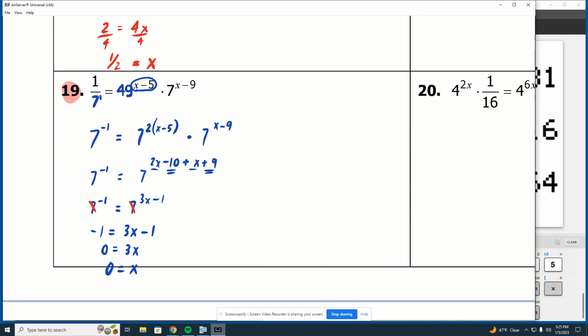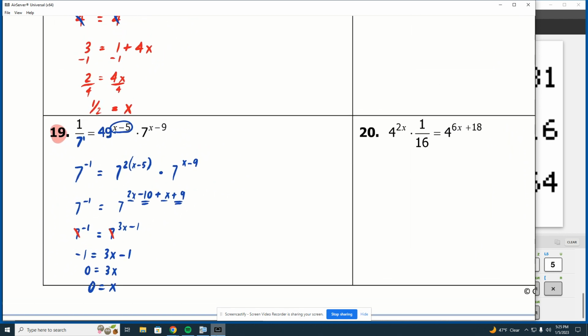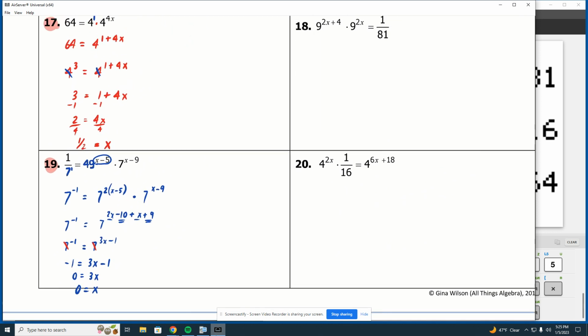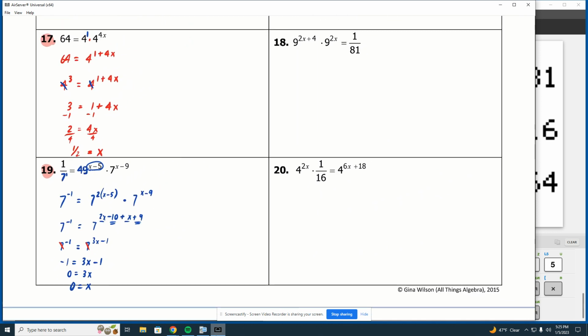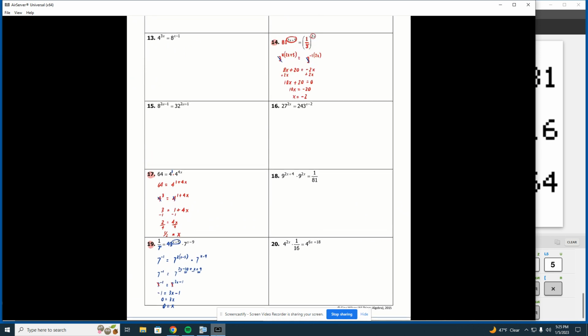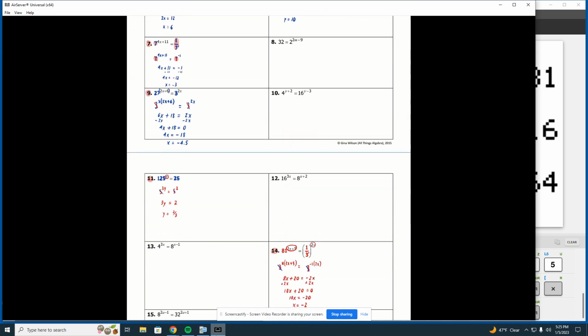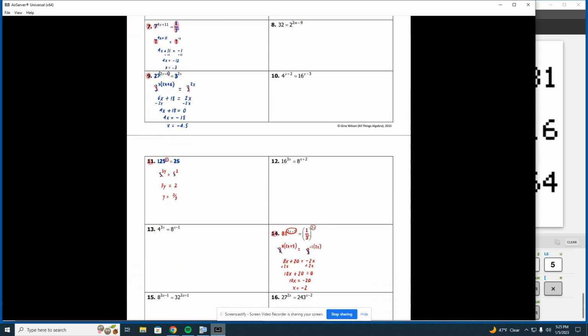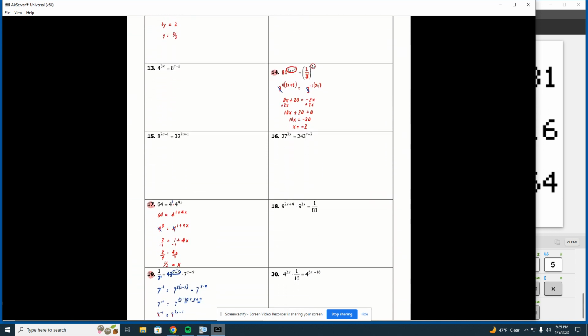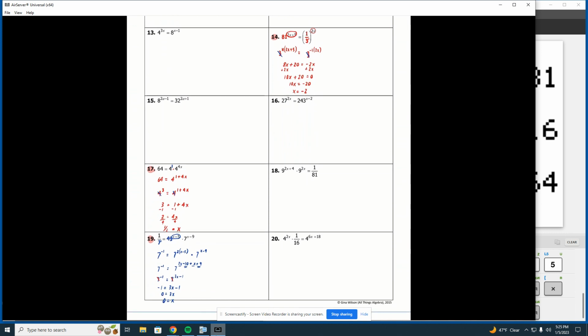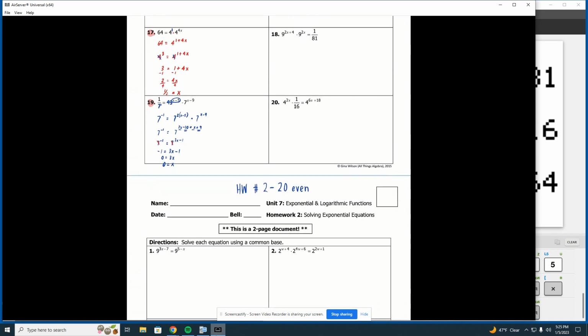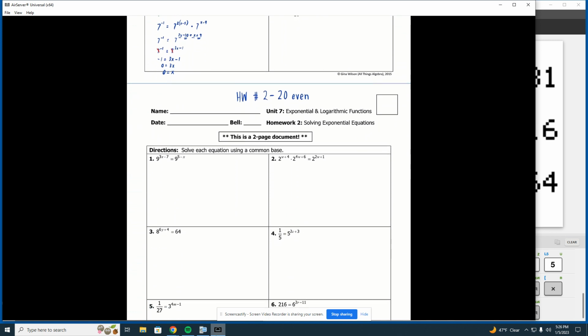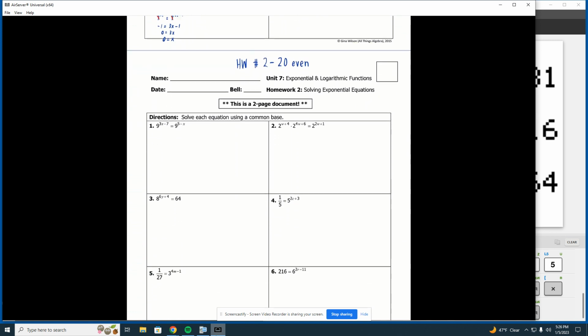So maybe this is a little challenging, and that's okay, all right? You can handle this. It's not as hard as we sometimes make this stuff. Remember, the whole idea behind this is you have to have same bases on both sides of your equal sign. That way you can let them cancel and then solve. We've done several examples, and they are enough examples to get you through your homework, which is number 2 through 20 even on the worksheet that you either already have gotten or it should be headed your way right now.